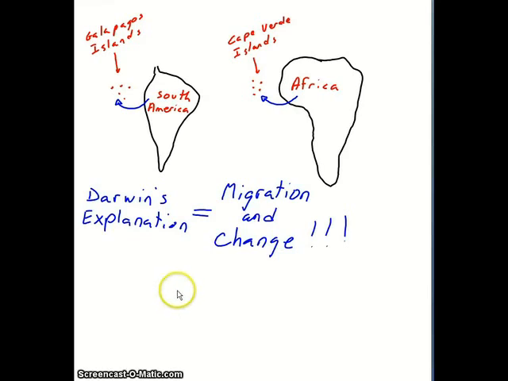All right, we've already seen the general pattern that Darwin noticed with respect to oceanic islands. The species on oceanic islands are most similar to species on the nearest mainland, and he explained this by a process of migration and evolution, migration and change. Let's take a look at a specific example.